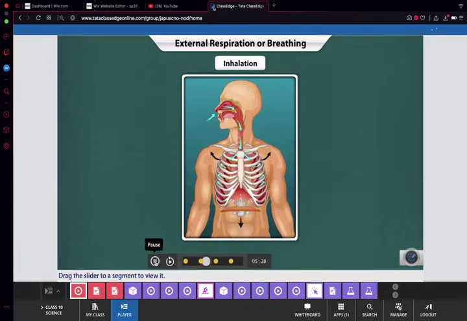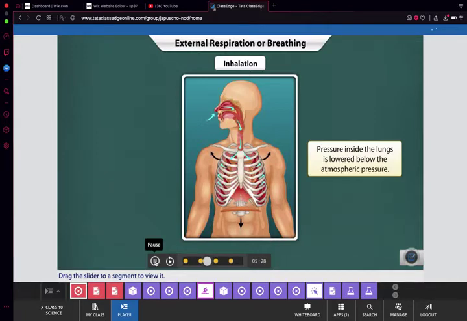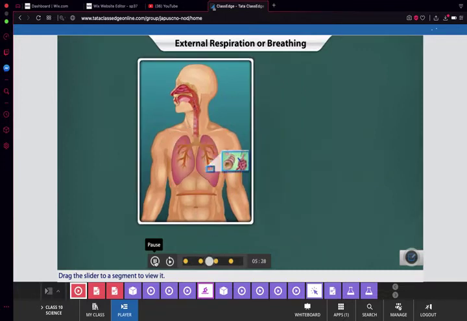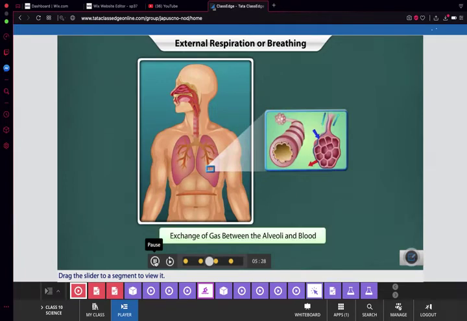As the volume of the thorax expands, the lungs stretch out and expand. As a result, the pressure inside the lungs drops below the atmospheric pressure. Since air flows from a region of high pressure to a region of low pressure, the atmospheric air moves in to equalize the pressure. After air has filled the lungs, the exchange of gas takes place between the alveoli and blood.